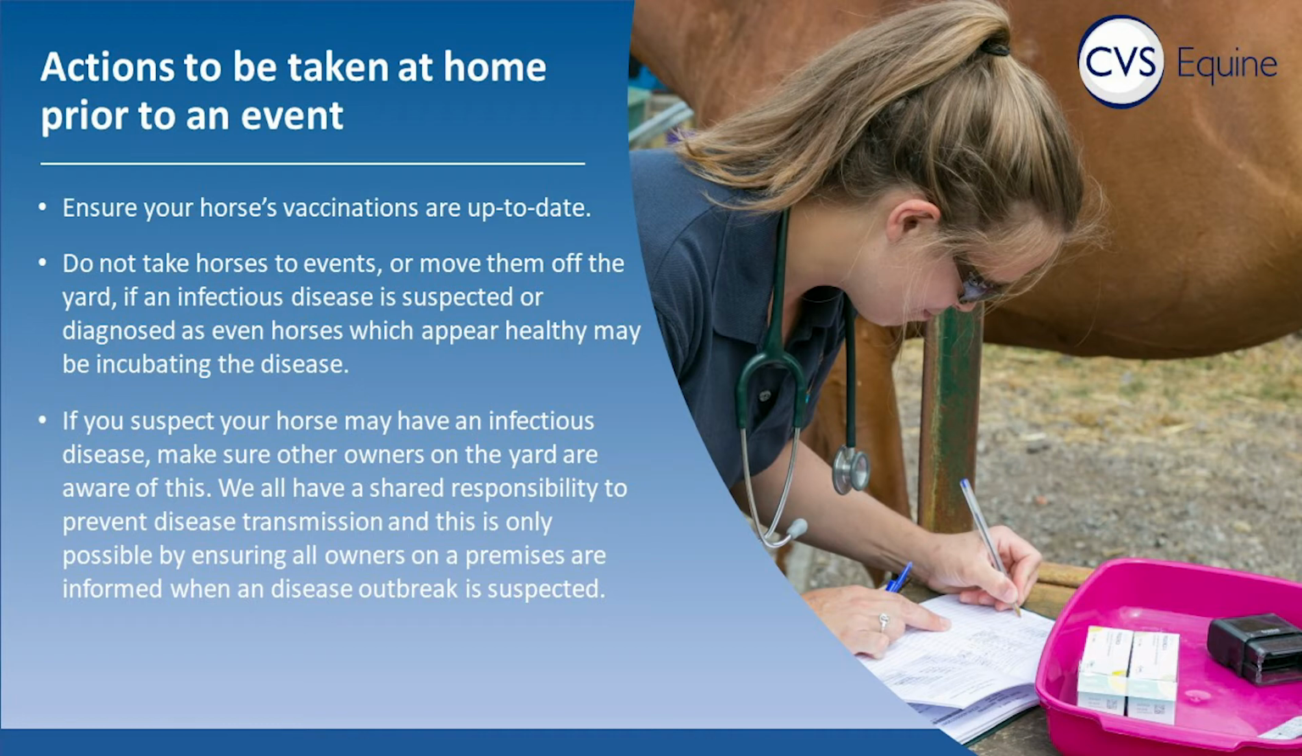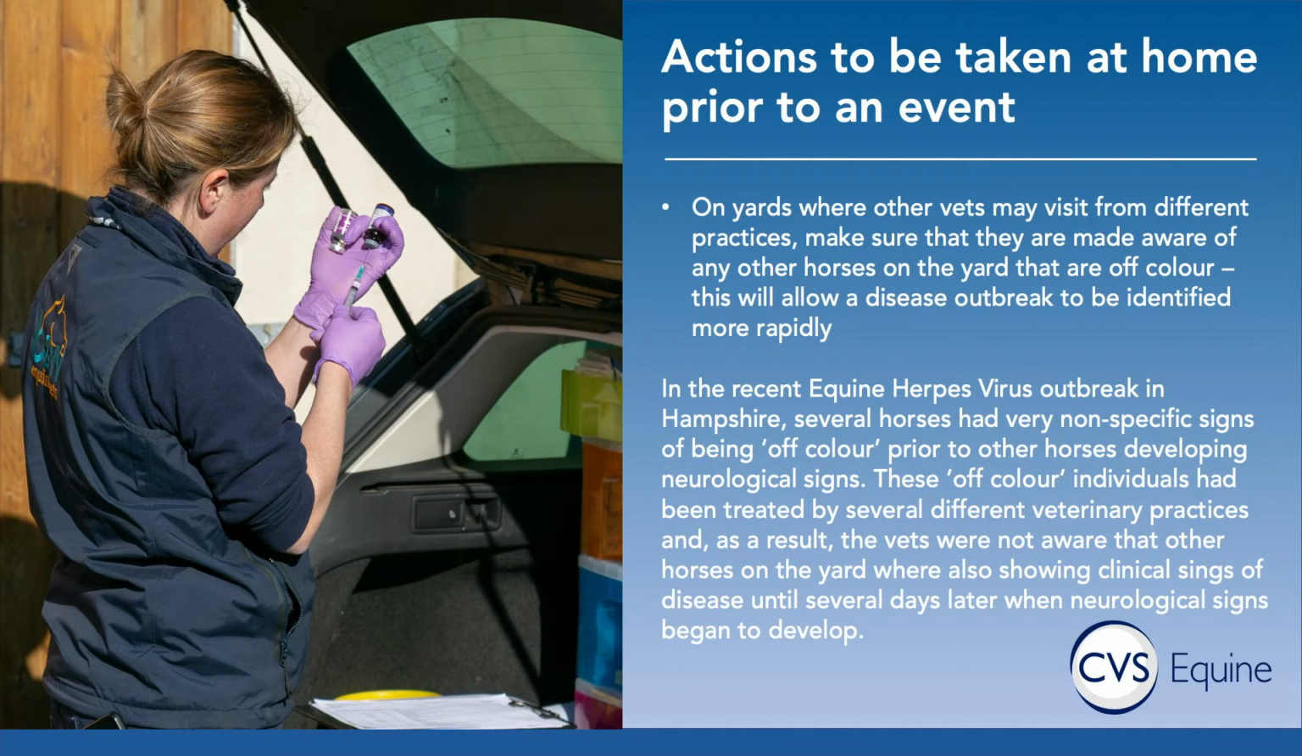If you suspect that your horse may have an infectious disease, make sure all the owners on the yard are aware of this, as well as your yard manager, in order to seek veterinary advice immediately. It is important to be aware that we all have a shared responsibility to prevent disease transmission, and this is only possible by ensuring all owners on a premises are informed when a disease outbreak is suspected. On yards where several vets may visit, such as from different practices, make sure that they are made aware of any horses in the yard that are off color, not quite right. This will allow the disease outbreak to be identified more rapidly.